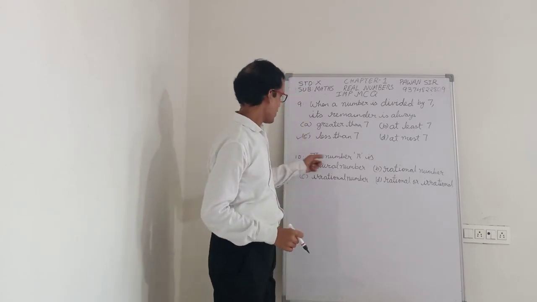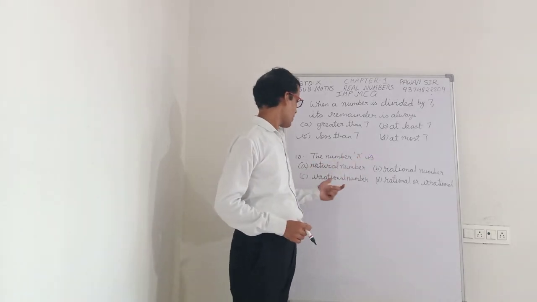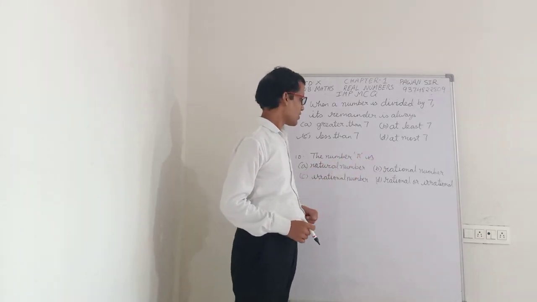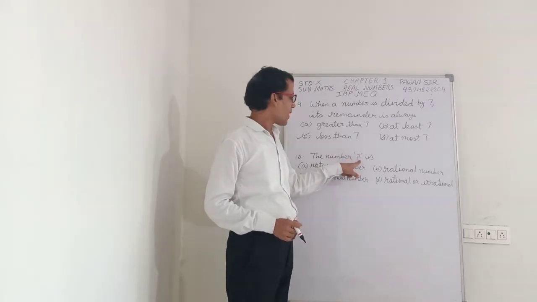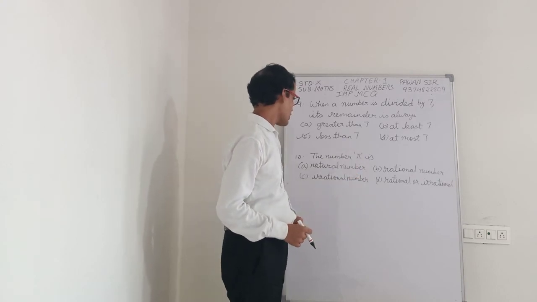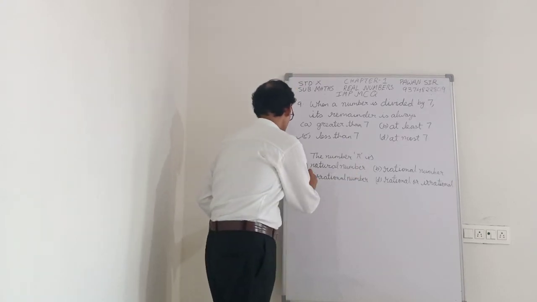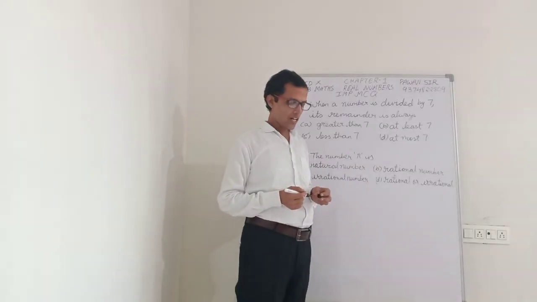Now 10th question, the number pi. Pi is a natural number, rational number, irrational number, or rational or irrational number. As you know, the decimal expansion of pi is non-terminating, non-repeating. So non-terminating, non-repeating means it is an irrational number. So dear students, this completes our last question.